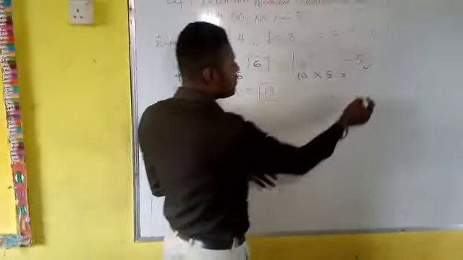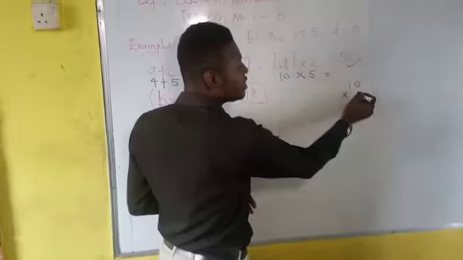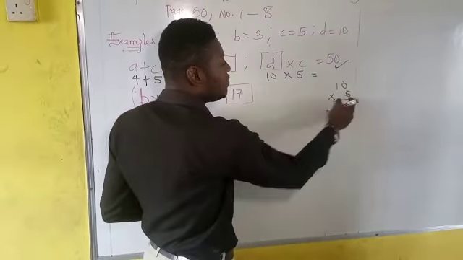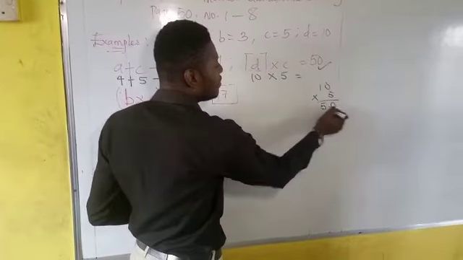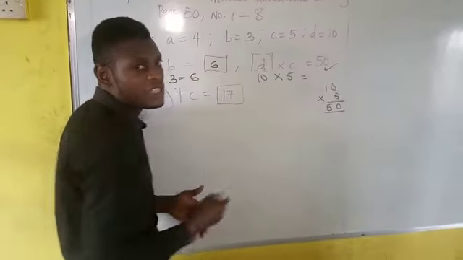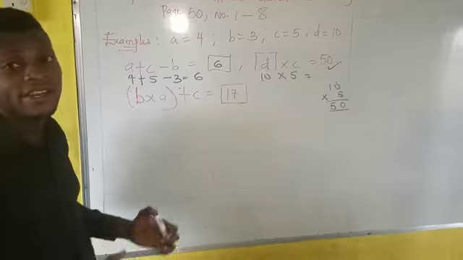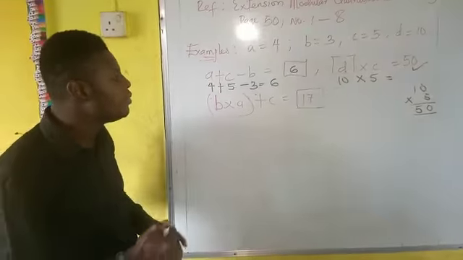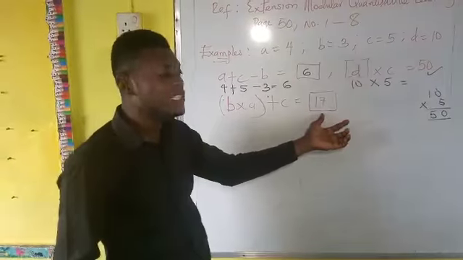Now, what's 10 times 5? You can do that, work it out. 10 times 5: 5 times 0 is 0. 5 times 1 is 5. So that gives us 50. You can see that is very, very easy. Now, let's come to the last example on how to get 17.